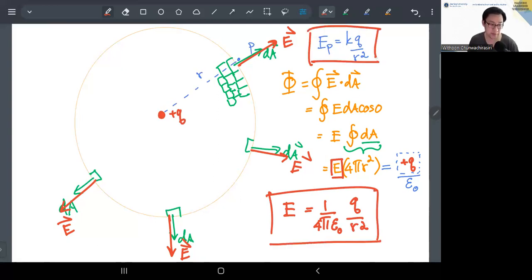This is a wow moment, guys. This is a jaw-dropping moment for you. You get back Coulomb's law. No? Okay, fine. But anyway, that's what it is.